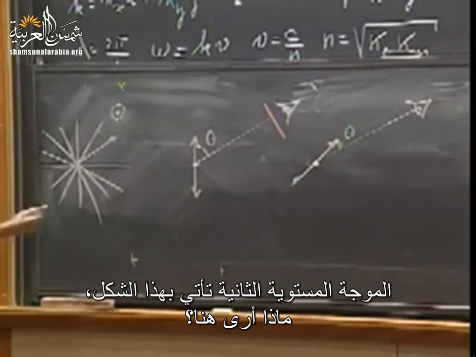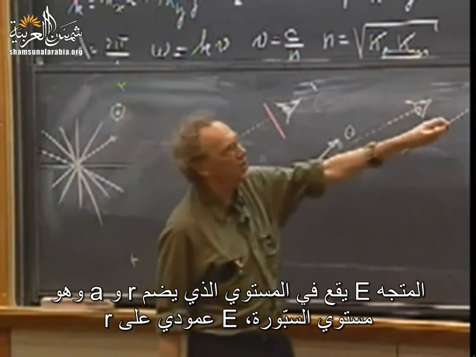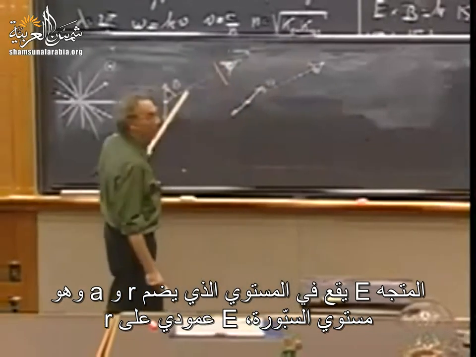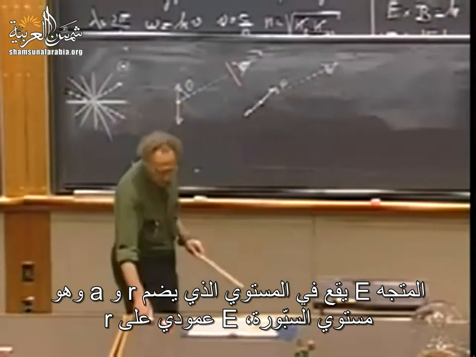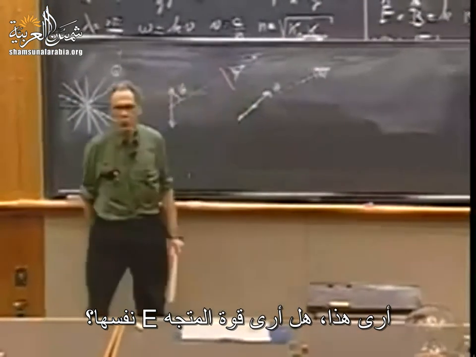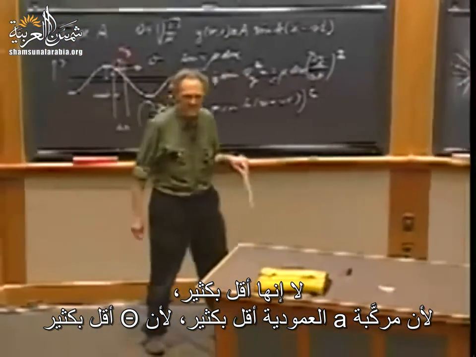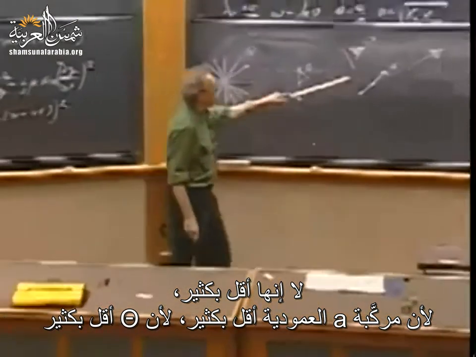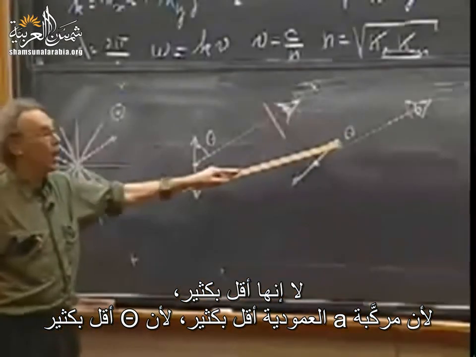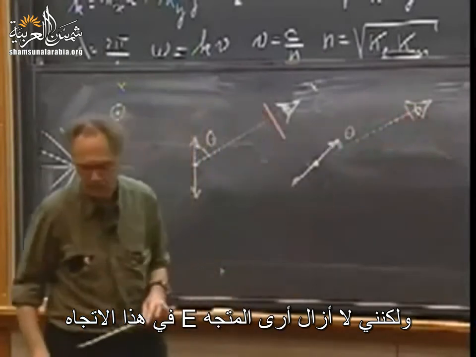So the second plane wave comes in like this. What do I see here? E vector is in the plane through R and A. That is the blackboard. E is perpendicular to R. So I see this. Do I see the same strength of the E vector? No. It's much less, because A perpendicular is much less, because theta is much less. But I will still see E vector in this direction, following my recipe.